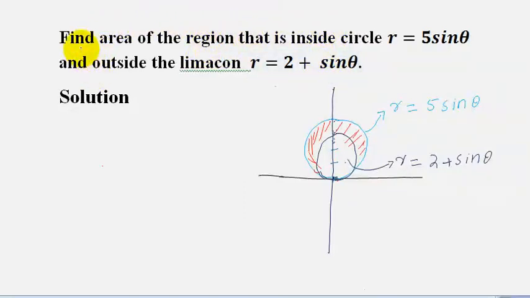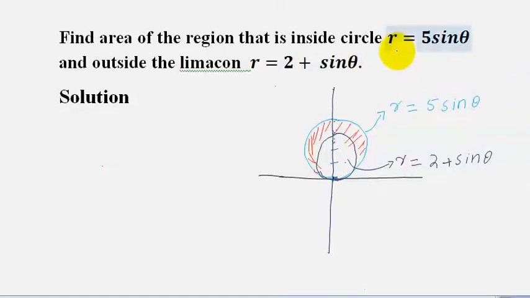In this lecture, we shall find the area of the region that is inside the circle r equal to 5 sin theta and outside the limacon r equal to 2 plus sine of theta.